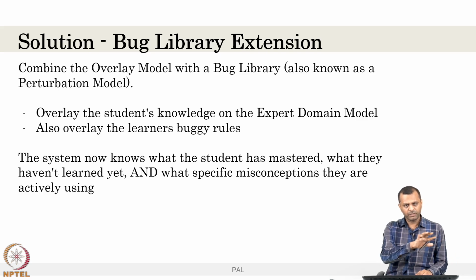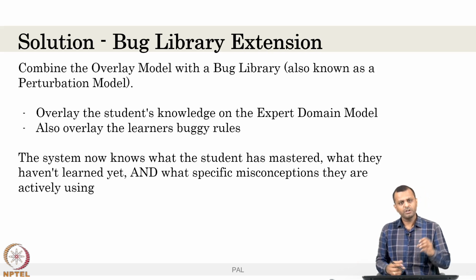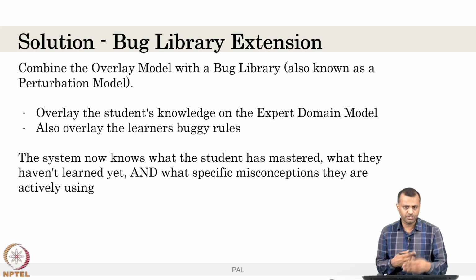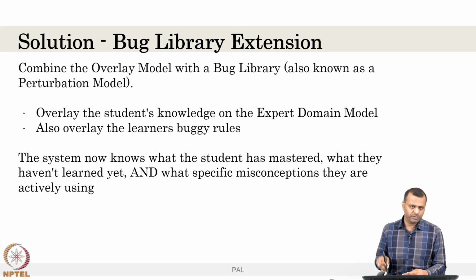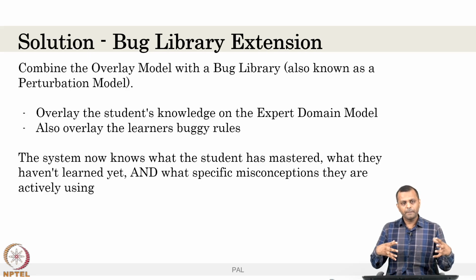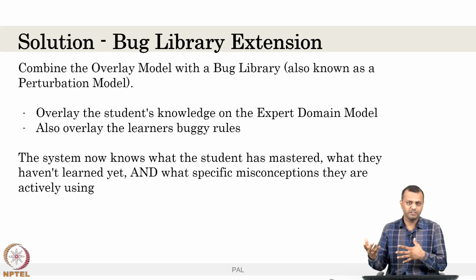One is the overlay model where the student's knowledge on the expert domain model is captured. Also the student's overlay on the buggy rules. There are a set of buggy rules for each concept. How many misconceptions the student has in each concept is also captured. By combining these two, we would say that the student has an issue in concept 2.1, but also the student has misconceptions in these particular areas. So that would help the personalization do better. So that's the idea of combining the overlay model with the bug library. It's called the perturbation model. That's the idea to solve the limitations of an overlay model.